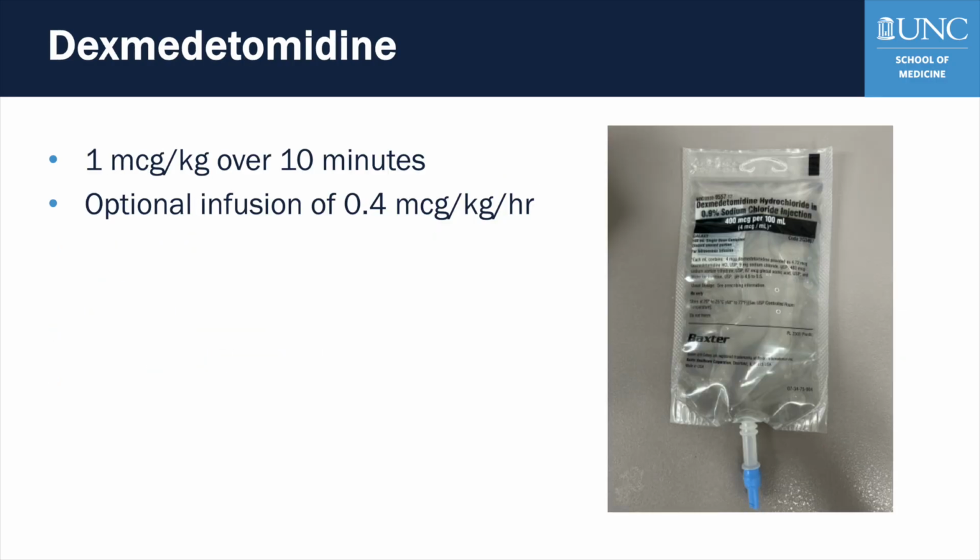For dexmedetomidine, our protocol uses a bolus of 1 microgram per kilogram over 10 minutes. This is the most critical component and should be started early, ideally as soon as the patient enters the operating room. This can be followed by an optional infusion of 0.4 micrograms per kilogram per hour during the procedure, titrated to effect. This produces calm, cooperative sedation with preserved respirations and allows the patient to follow commands.